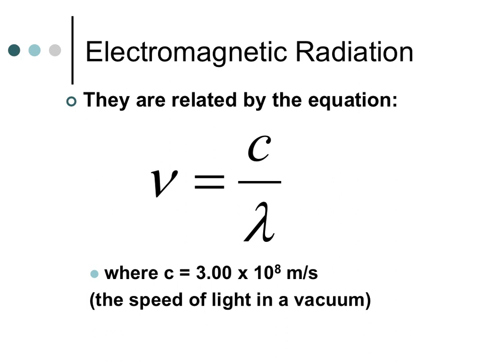So we would say nu equals c over lambda, or the frequency is equal to the speed of light over the wavelength. So where the wavelength increases, the frequency decreases, and vice versa. C is a constant. It is equal to approximately, rounded to 3 significant figures, 3.00 times 10 to the 8th meters per second. That is the speed of light in space, so that's why it says in a vacuum.